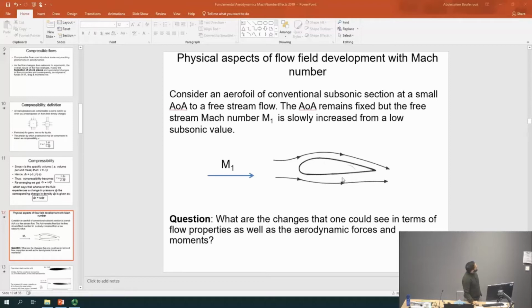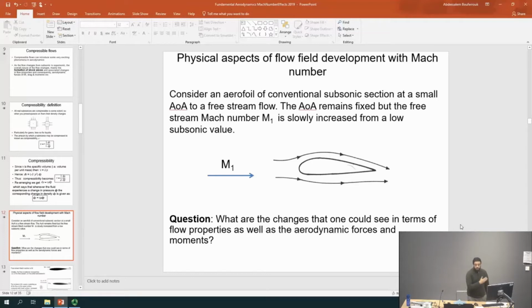This airfoil is typically at a small angle of attack, and we're not going to change the angle of attack, and we're not going to change the airfoil. The only thing we're going to do is slowly increase the Mach number M1, and then see what kind of flow field we might have. This question is, in a way, similar to what you're doing in your coursework. So what type of changes occur in the flow field, including the forces and moment?